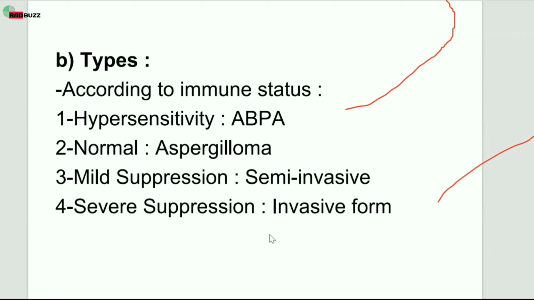If there's simply hypersensitivity, it is called ABPA, allergic bronchopulmonary aspergillosis. If the patient has a normal immune status, then it is called aspergilloma, which has a very typical appearance. If the immune status is mildly suppressed, then it's the semi-invasive type, and if that person is very sick and fully, severely immunocompromised, then it's the invasive form. The invasive form is the worst possible one.